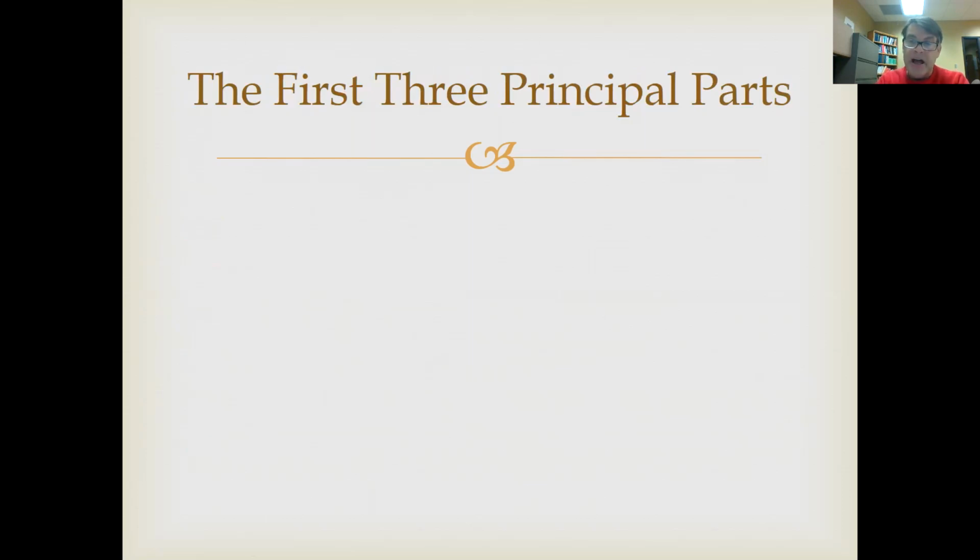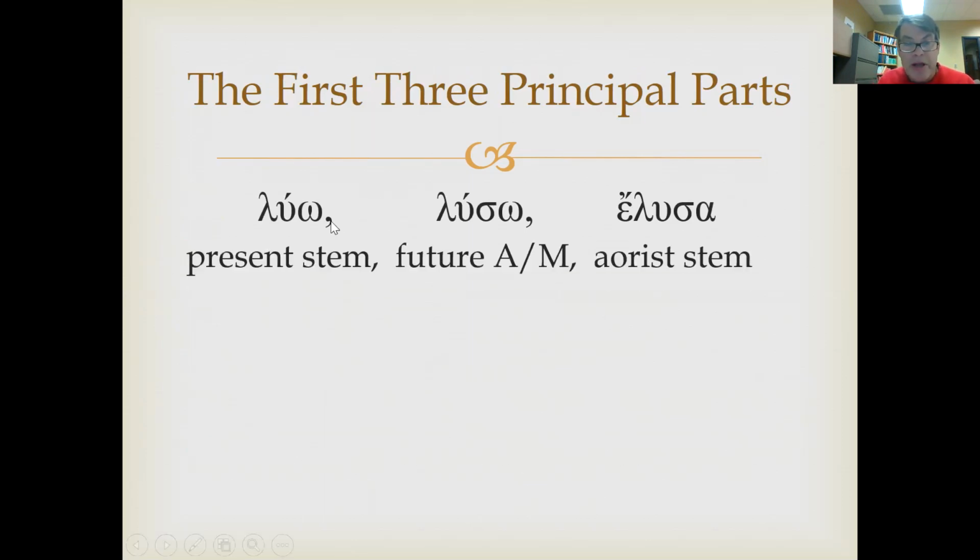And so on this slide, I want to tell you about the first 3 principal parts. And there's a song to help you remember the principal parts of luo. So luo is the basic paradigm verb for New Testament Greek usually. This is the present stem. If you take the ending off, you have the stem.